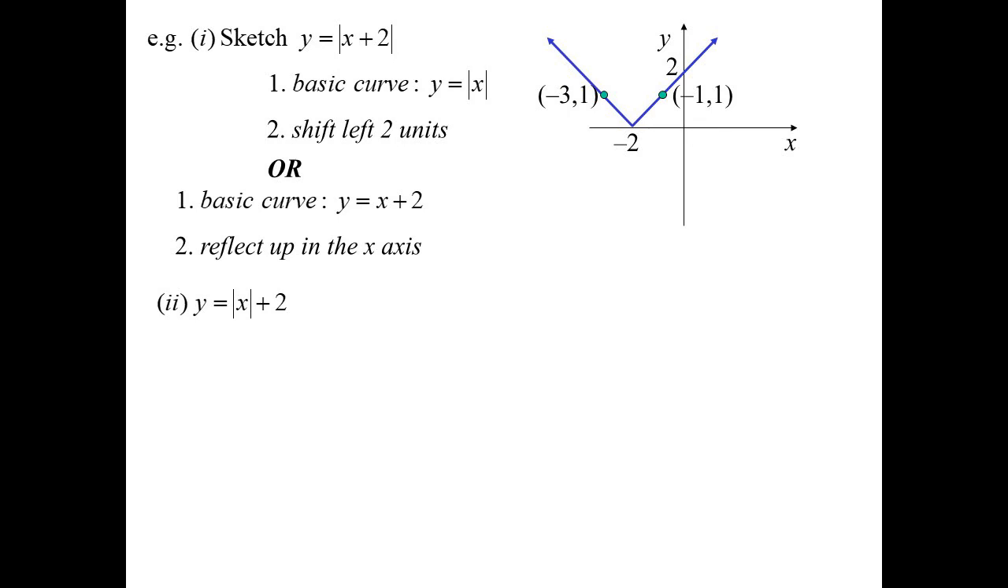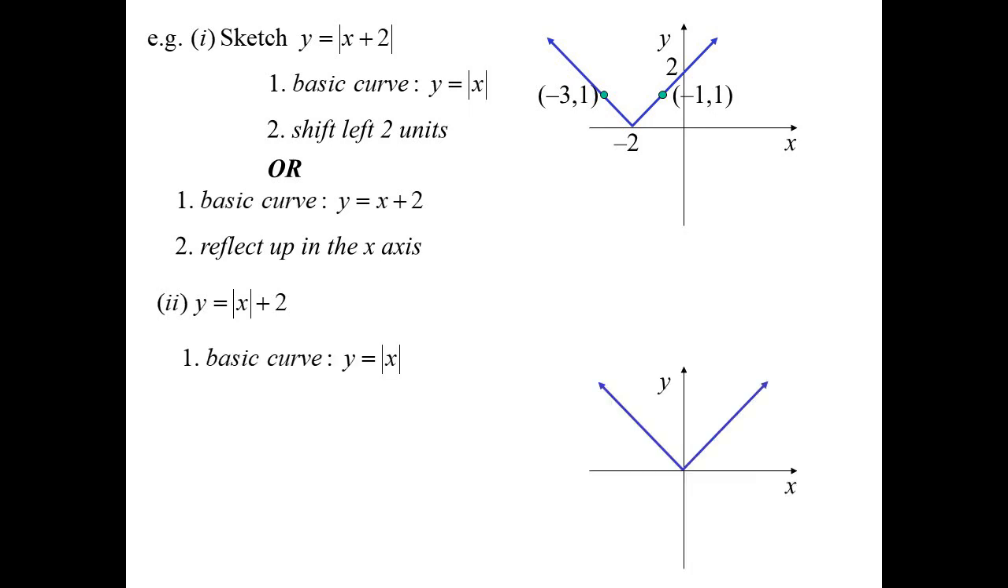What about if it's just absolute value of x, plus 2? So our basic curve, absolute value of x, but now the 2 is not grouped with the x. So this is a vertical shift we're talking about. So we've shifted it up 2 units. So whoop, now it's the y values that have changed.